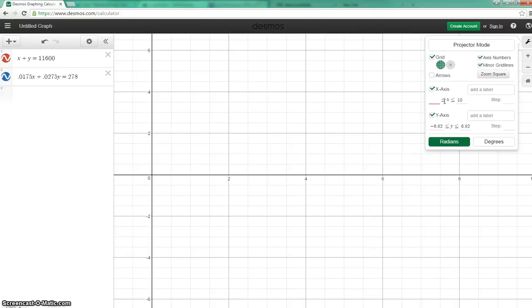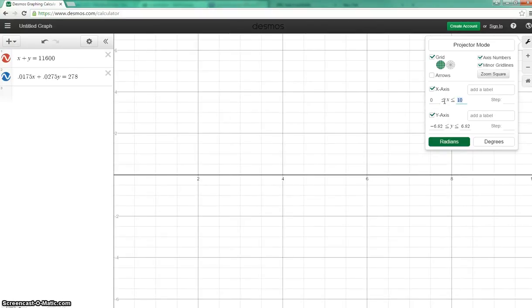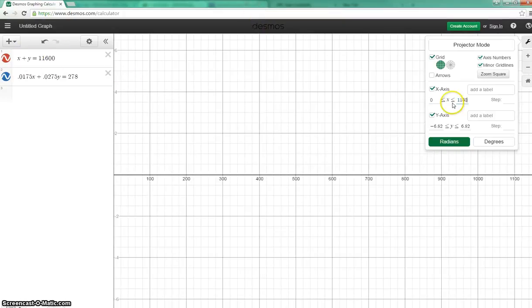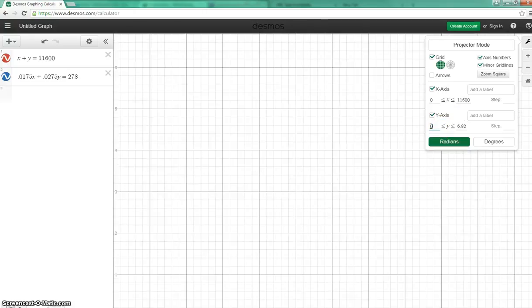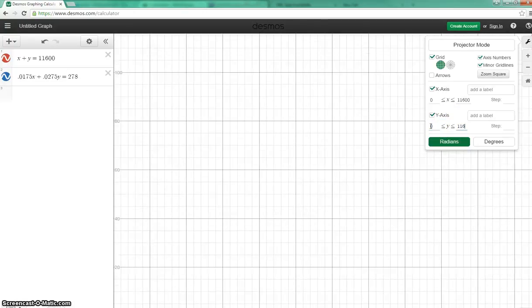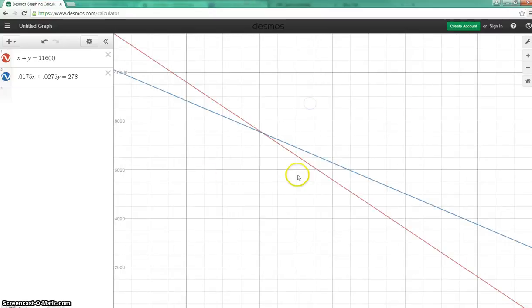X is how much money I'm putting in. Well, the least, it could be a 0. The most, well, if I only have this amount of money, the most would be 11,600. And that's the same thing with Y. Y represents how much we're putting in an account and what the most it could be. And then we get a nice picture of where the intersection occurs. And we had to do some good figuring to figure out what the domain and the range values would be.